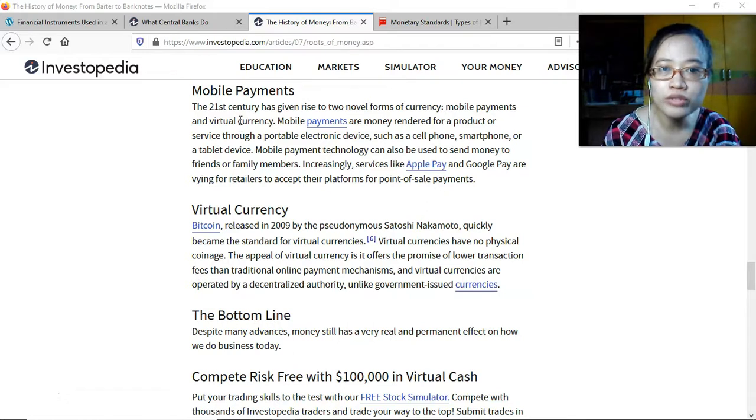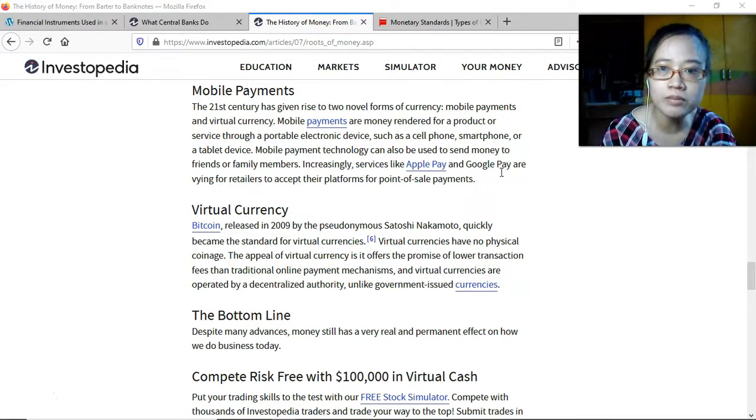Mobile payments. The 21st century has given rise to two novel forms of currency: mobile payments and virtual currency. Mobile payments are money rendered for a product or service through a portable electronic device such as a phone, smartphone, or tablet device. But the thing about mobile payments is that essentially it's still being backed by your paper currency or your fiat money, right? Mobile payment technology can also be used to send money to friends or family members.